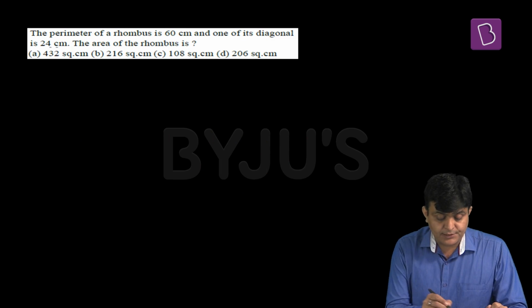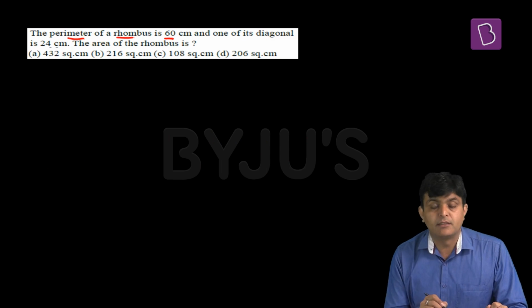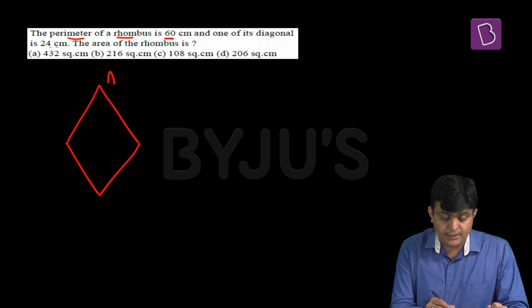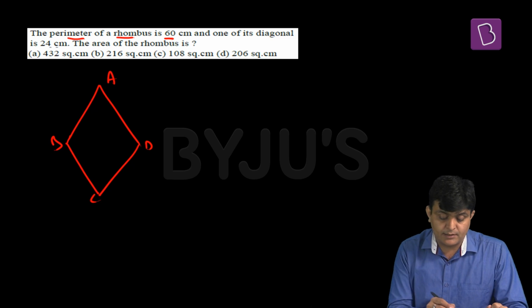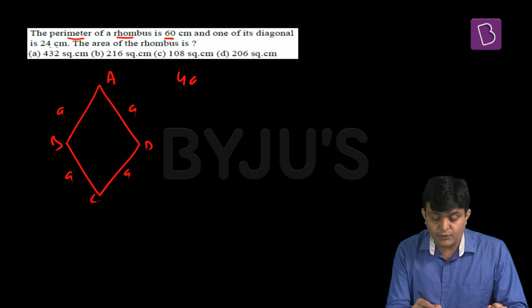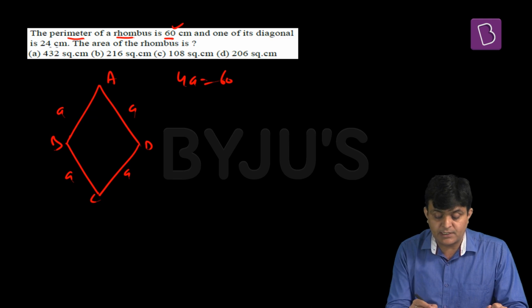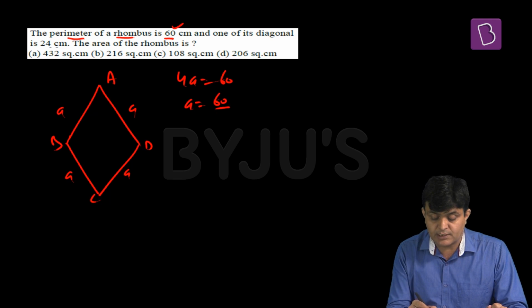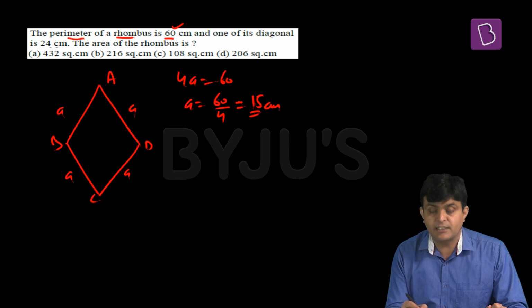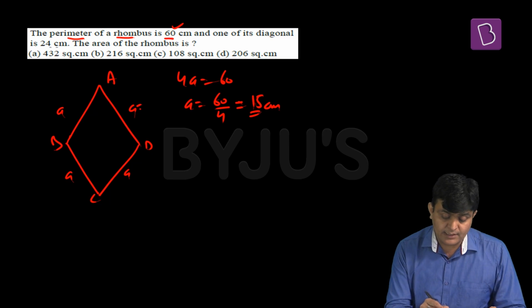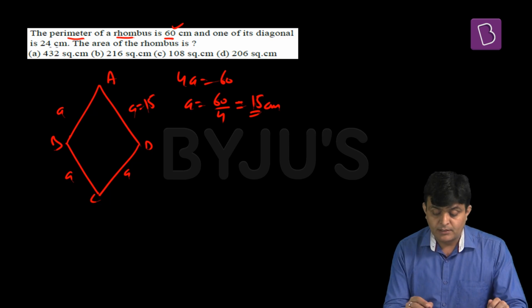Again, see, there is a rhombus. Perimeter of a rhombus is 60 centimeter. Let ABCD be a rhombus and perimeter 60. A are sides, 4A is equal to 60. This implies A is equal to 60 by 4, that means 15 centimeter. A is finally 15.